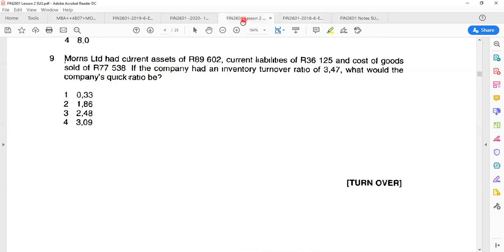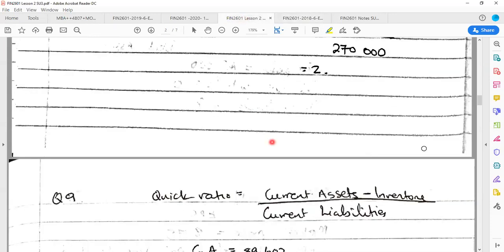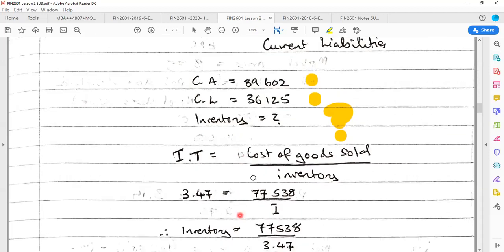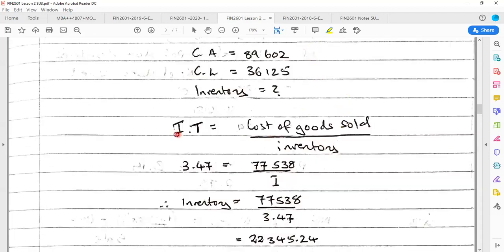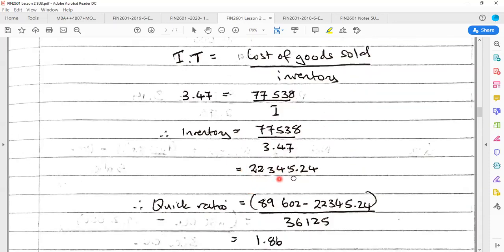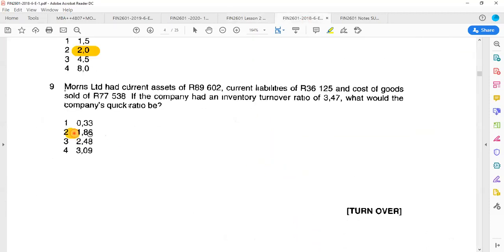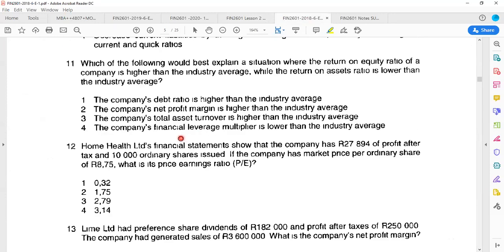Again, to calculate our quick ratio, we use the following formula, current assets minus inventory over current liabilities. You check to see if you've been given this information. We've been given current assets and current liabilities, but we haven't been given inventory. So we need to use another ratio or some other information to get inventory. We use inventory turnover, where we say inventory turnover 3.47 is equal to cost of goods sold over inventory. We do some cross multiplication and division. We get our inventory of 2,235.24. Then we substitute that into the quick ratio formula and we get 1.86, okay. This is option 2.